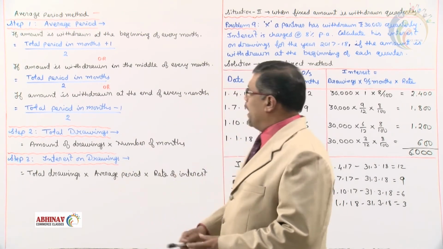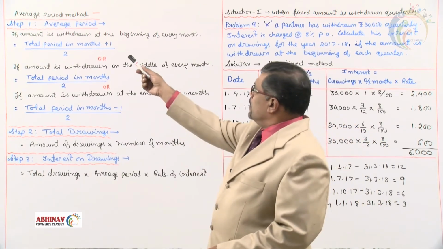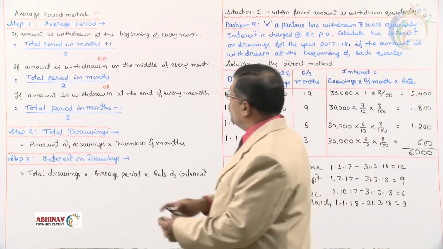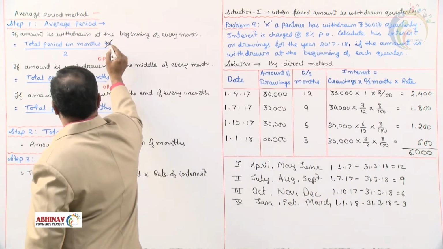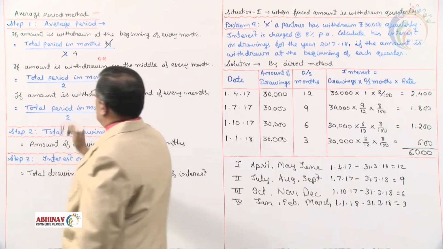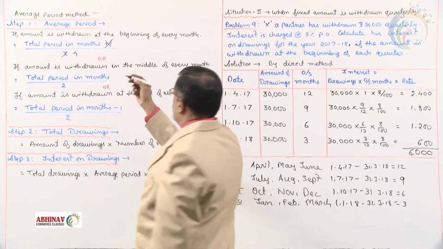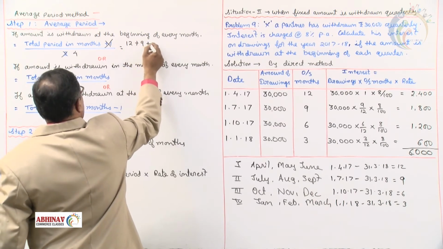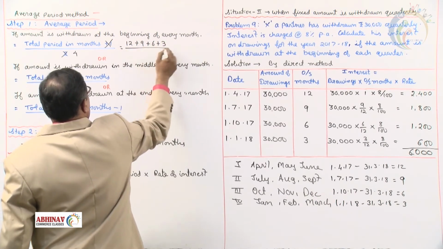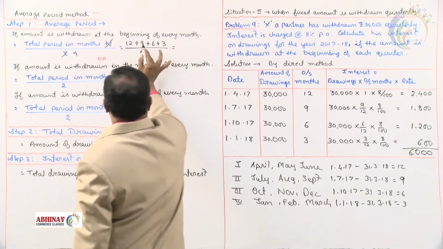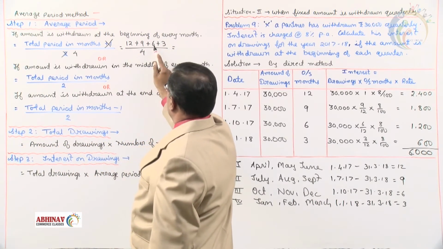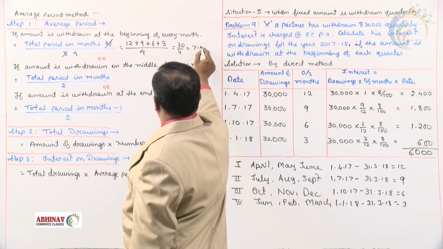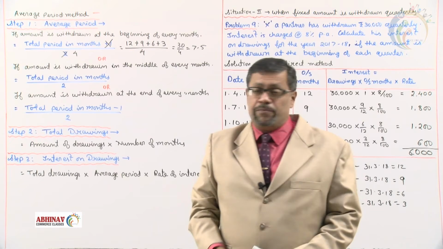Let's see how to apply that. Here we have the steps. If the amount is withdrawn at the beginning of every quarter, the only change will be, we don't take plus 1, nor do we divide by 2. We divide this by 4. Now, total period in months, the outstanding months: 12 plus 9 plus 6 plus 3. This we divide by 4. 12 plus 9 is 21, plus 6 is 27, plus 3 is 30. 30 divided by 4, what we get is 7.5 months.